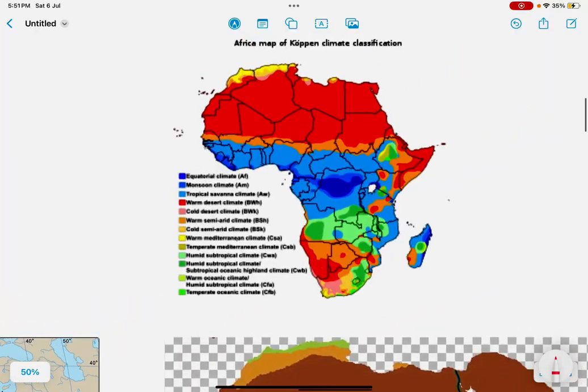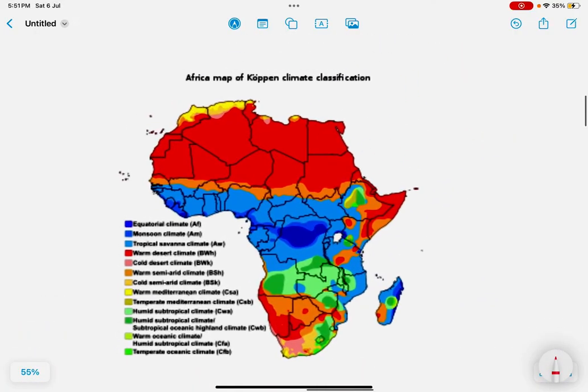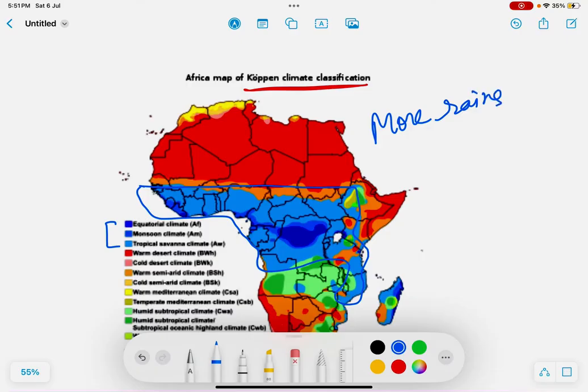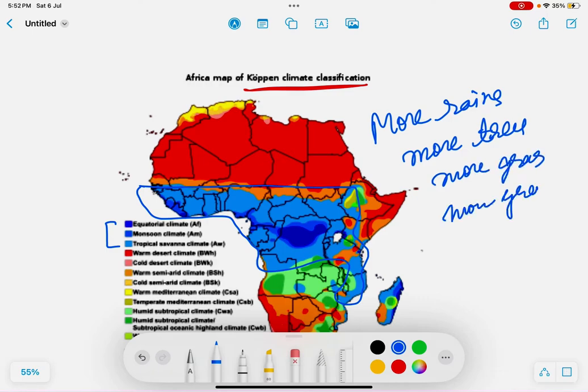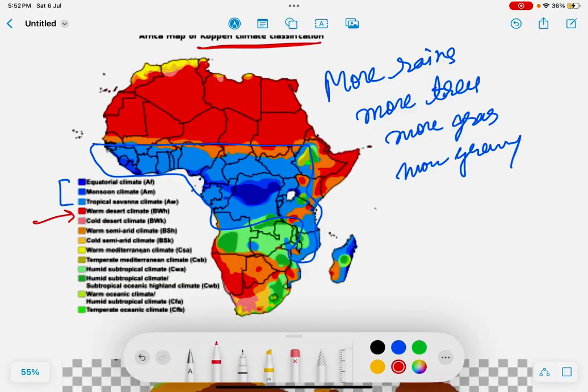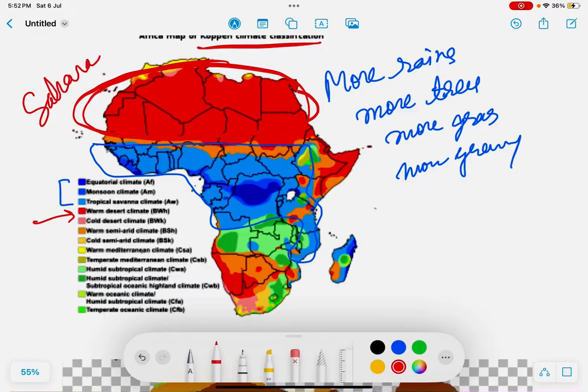So the next map is of the classification, Köppen's climate classification, if you know about it. Equatorial climate, the three blue colors, if you can see three blue colors, this is the region where there is the most greenery in Africa. All right. More rains means more trees, more grasses, more greenery, right? Then the red part, this is the warm desert. This region is the warm desert, Sahara Desert.